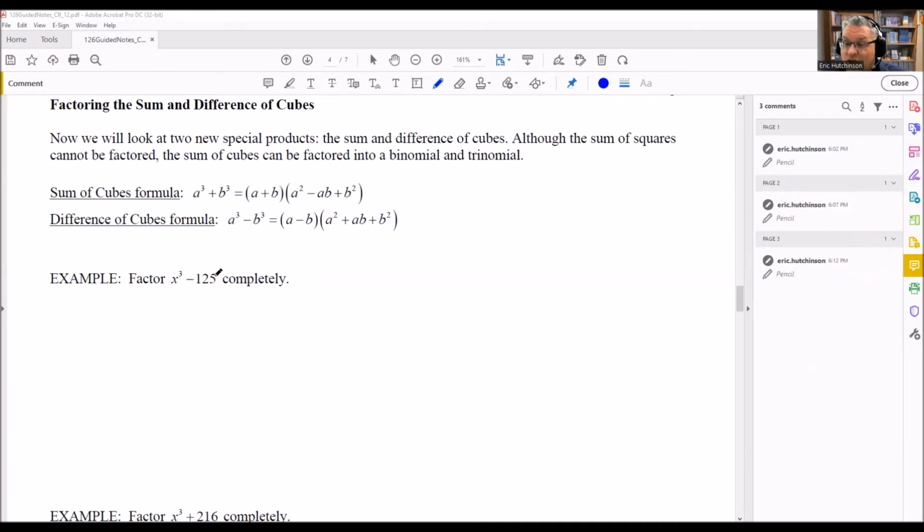We have x cubed minus 125. So the x can be written as x quantity cubed. And then 125 is going to be 5 cubed. 5 times 5 times 5 is 125. And so that would be a 5 right here. In this case, we have a subtraction. This first one's going to be the a, and the second one is going to be the b that we have. So now we're going to plug these numbers into the difference of cubes formula that's here for us.